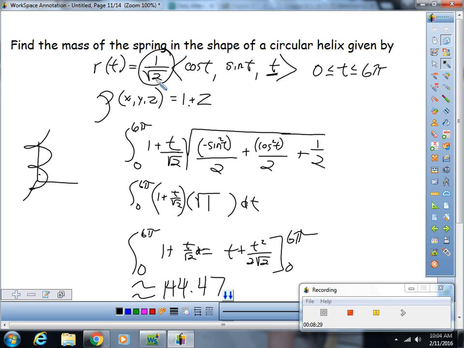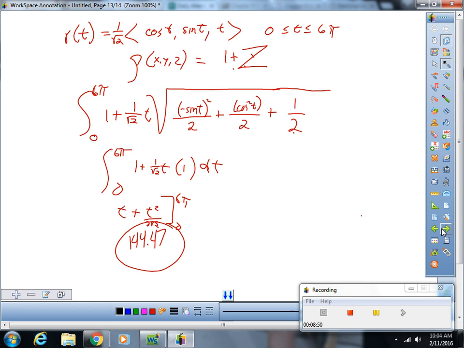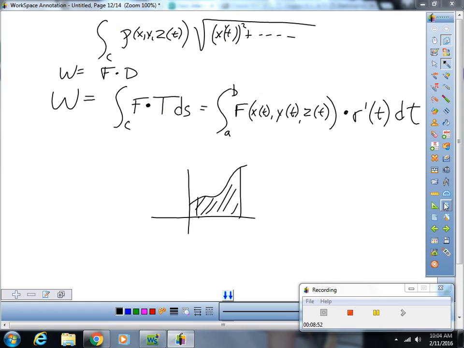Sure. That's just a screwed up part of that problem. The radical 2 has no effect. It just squashes the spring down. Okay. Makes it more springy. Okay. So let's take a look at an example, and I think you understand this better.